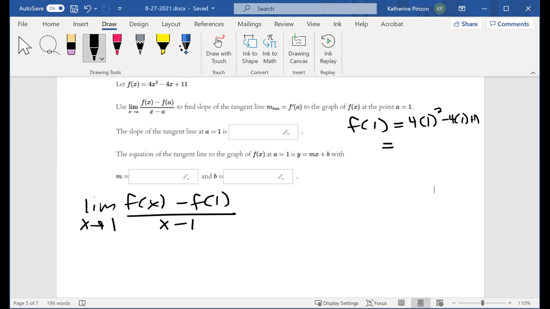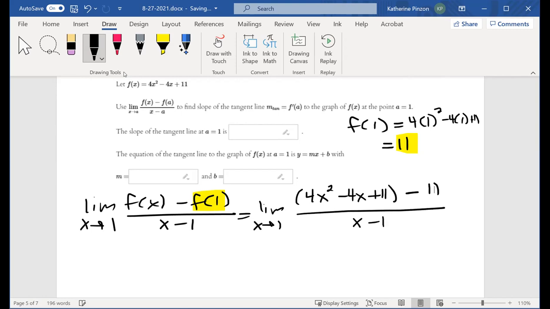Okay, so 4 minus 4 plus 11 is 11. So this is going to go right here. Limit as x approaches 1. F of x, that's this guy, 4x squared minus 4x plus 11 minus f of 1, that's that thing I just computed, 11, over x minus 1.